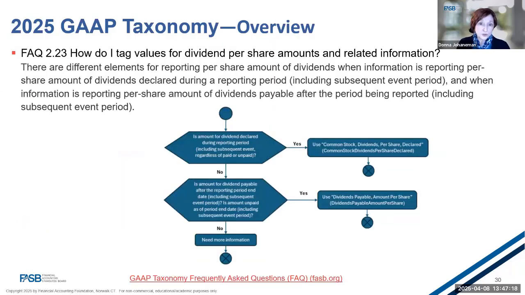We added a new FAQ 2.23 to provide assistance in how to tag dividend per share amounts and related information. There was again diversity in practice on how this information was being tagged. The flowchart illustrated on the screen, which is also in the FAQ, considers when to use the duration element, common stock dividends per share declared, and when to use the instant element, dividends payable per share. So if more information is needed, the FAQ provides 3 examples to assist in tagging dividend information. So if you report dividends, I encourage you to read through the FAQ.